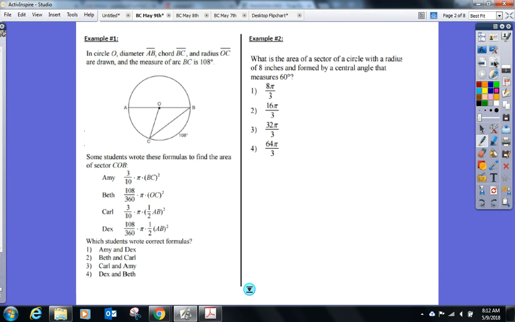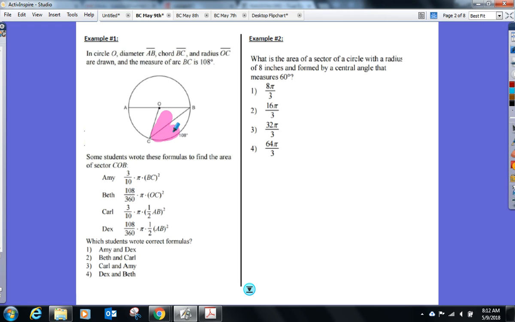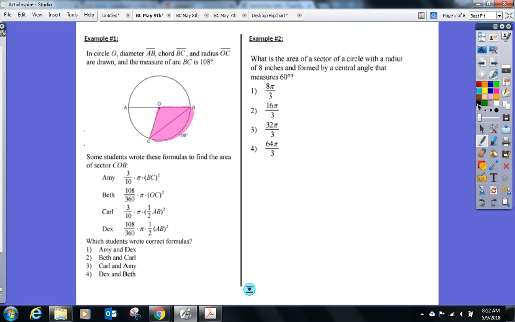Read through. Measure of arc BC is 108. Some students wrote the formula to find the area of the sector COB. Just so you guys know what they did, again, area of sector COB is this area right in here. That's what they're finding the area of. That sector right there. Okay? So 4 kids did it. 2 of them were right, 2 of them were wrong. So which ones found the correct formulas?